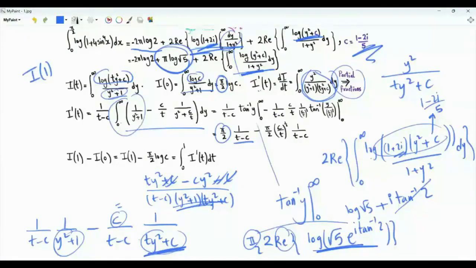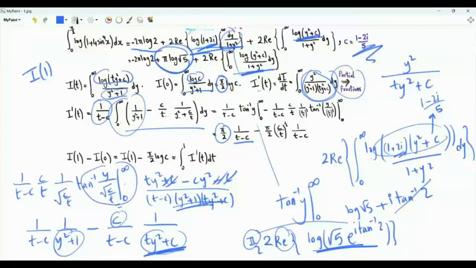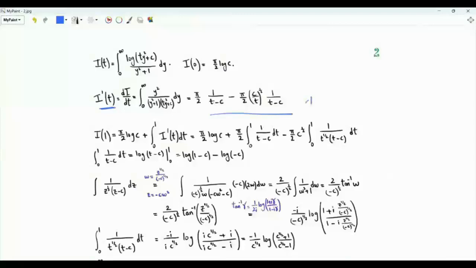In this part here, take t as a common factor. So we have 1 over t minus c over t, 1 over y squared plus c over t. When we integrate, we get 1 over t minus c over t, 1 over the square root of c over t, tan inverse of y over the square root of c over t. When we use the limits of integration, this becomes pi over 2. So we end up with pi over 2 times 1 over t minus c. Then we have the square root of c over t. This is what we currently have.